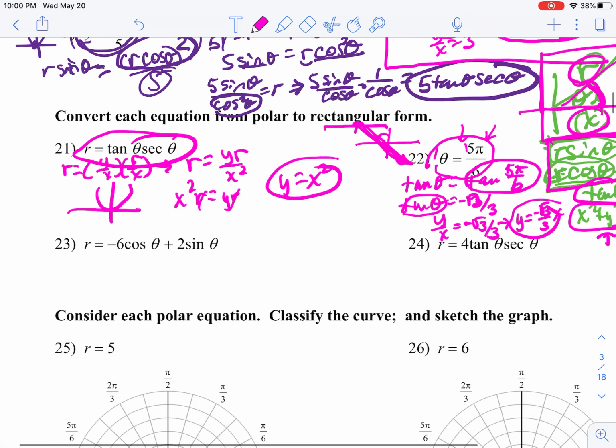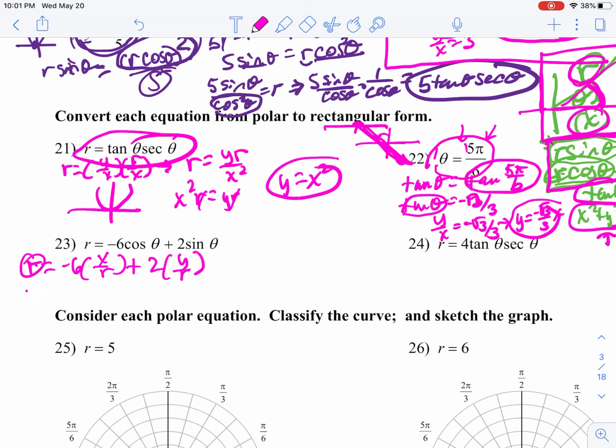All right, now here I'm going to be putting in cosine is x over r, sine is y over r. Or you could also, I wouldn't here, but sometimes it works to square both sides. And sometimes we even introduce an r. In fact, that would work here. Let me do it this way, and then I'll do it the other way. If I multiply everything by r, on this side I get r squared, and on this side I get negative 6x plus 2y. I know r squared is x squared plus y squared equals negative 6x plus 2y.